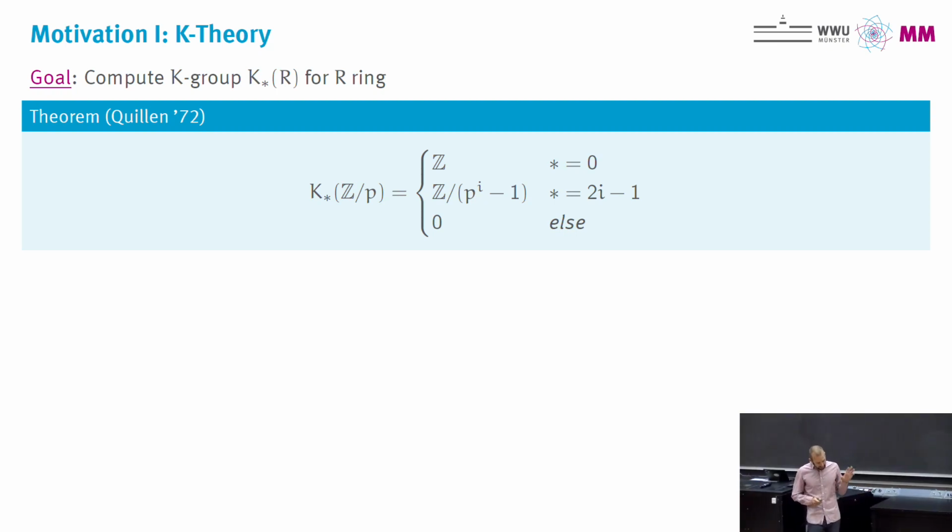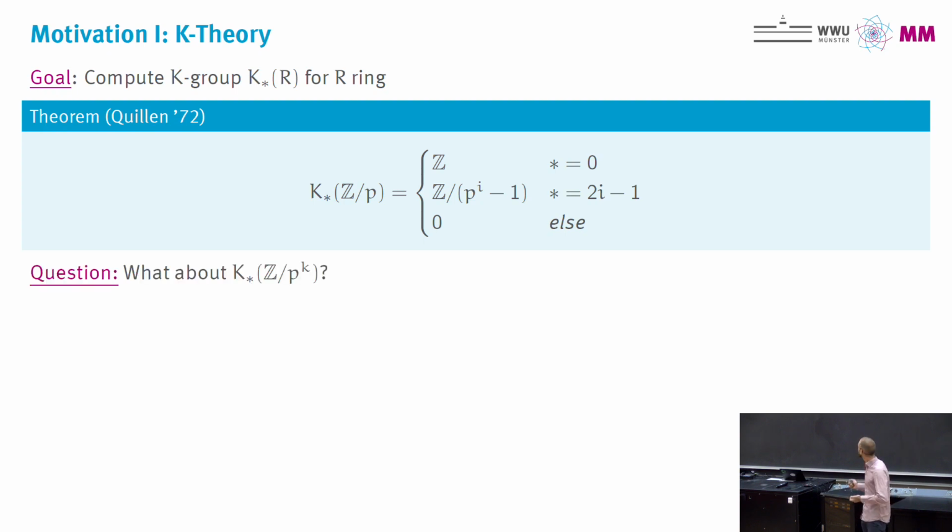So I want to highlight the fact that in positive even degrees, these K groups vanish. And then the very natural next question after that is, the next natural ring to look at would be Z mod P to the K. And already that, it turns out, is an open problem since then. People have tried doing that since then, and it's open.